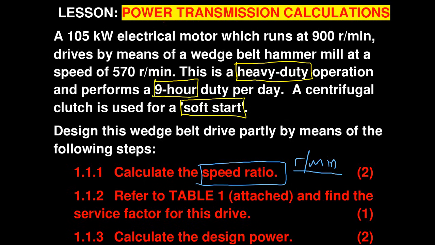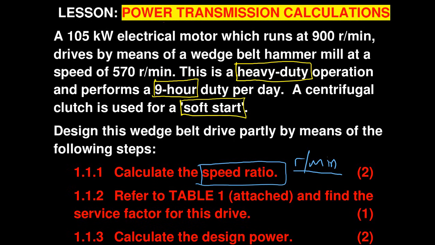So let me repeat again. I'm supposed to look for three things. The type of duty, there are four classes: light, medium, heavy and extra heavy. So this is heavy duty. And then also the types of start, there is heavy start or soft start. In this case it is soft start, as well as the duty per day, it is 9 hours, which means, if you remember those three categories, it is 10 and under.